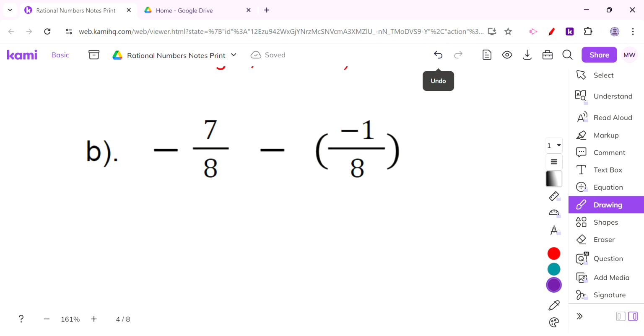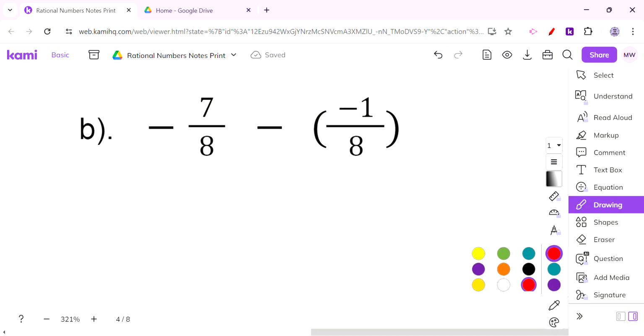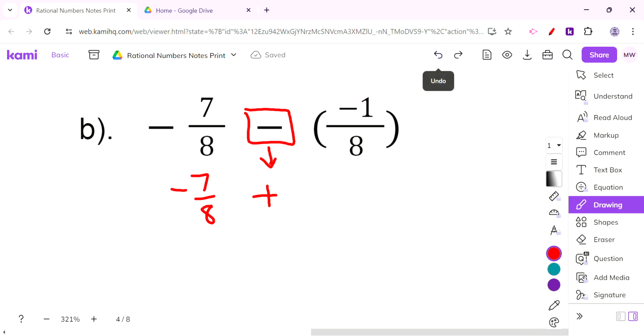All right, next we have negative 7/8 minus negative 1/8. Well, lucky for us, we already have common denominators. So again, let me read that left to right and put a box around the minus. Negative 7/8 minus negative 1/8. I'm going to keep the first fraction, change that minus to be a plus, and change this negative to be a positive. So now we have positive 1/8.